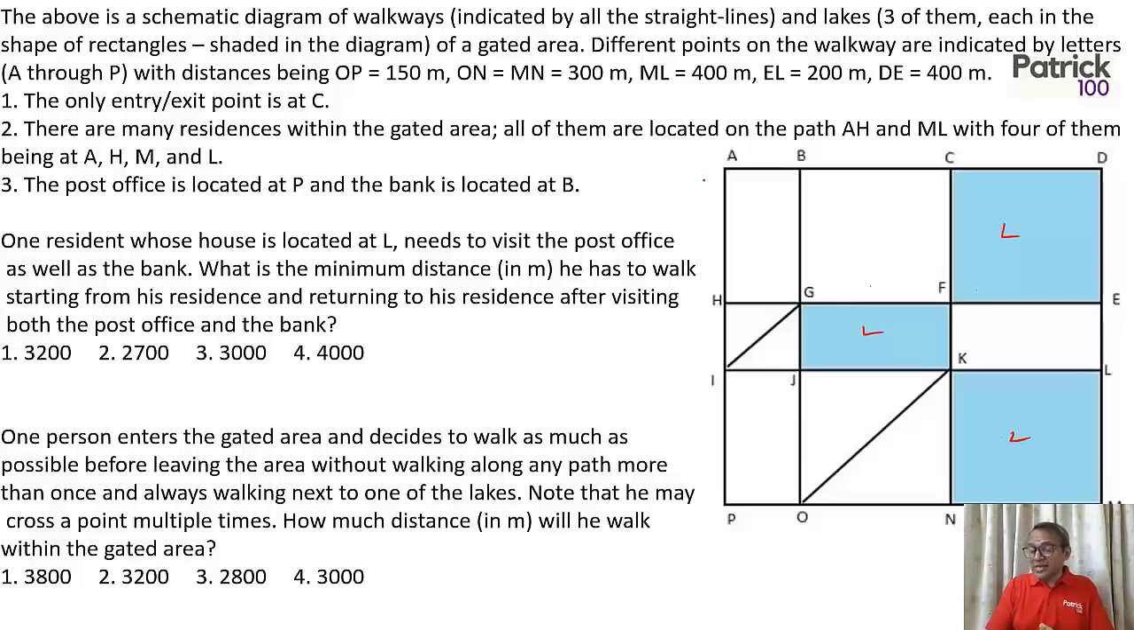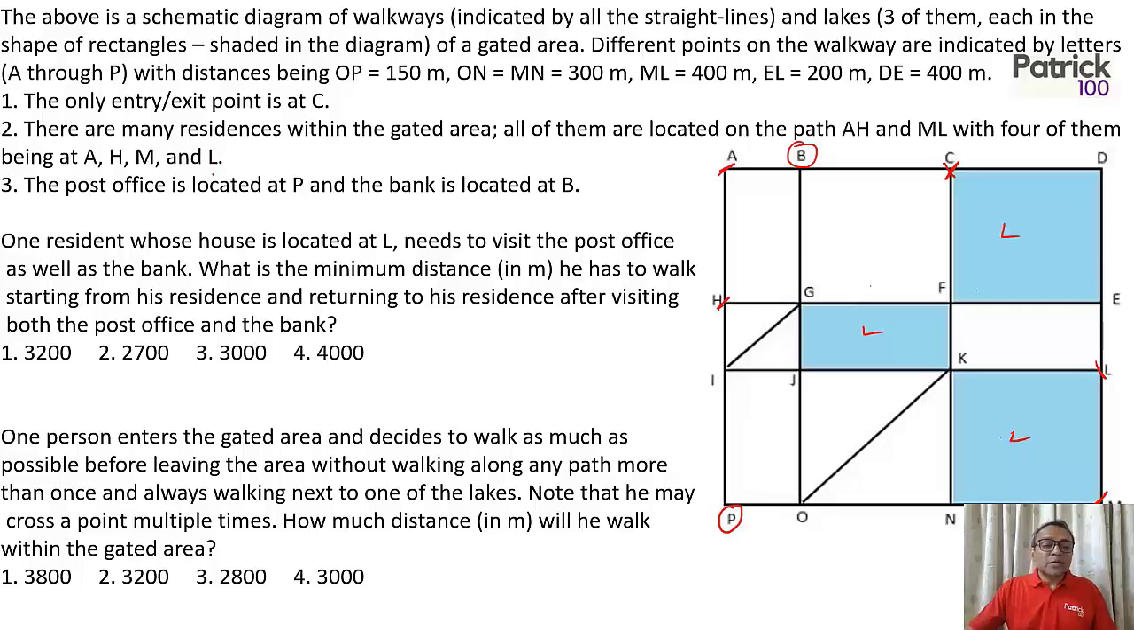There are 4 questions in a set. The 2 approaches here: if you are good at visualization, visualize and try to solve. If you're not good at visualization, my suggestion is to draw the diagram on paper and then try to solve, just to be safe, because every mark counts and the way you solve becomes extremely important. Anyway, all the measurements are given. There's only one entry or exit point, which is C. A, H, M and L are residence areas, the locations where the residences are. Post office is P and bank is B.